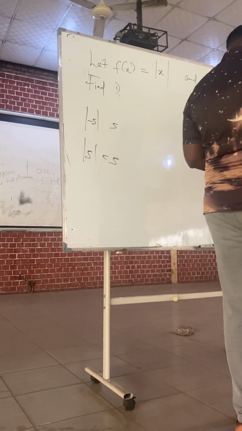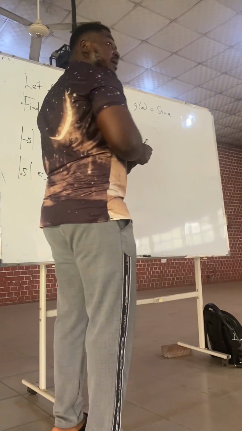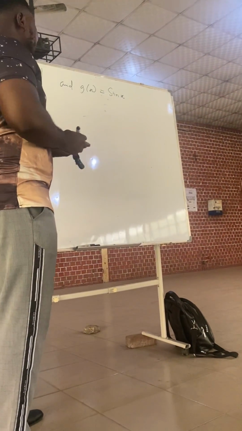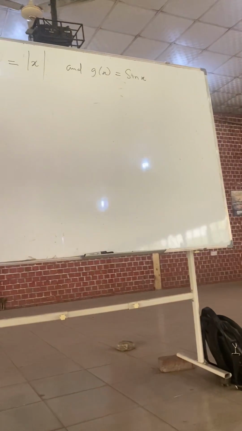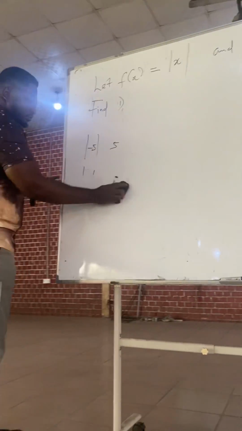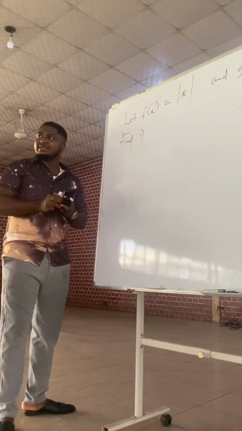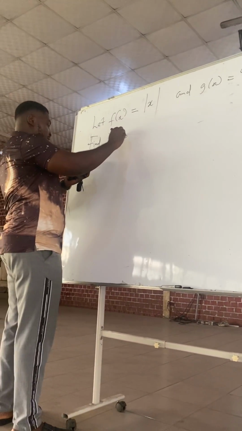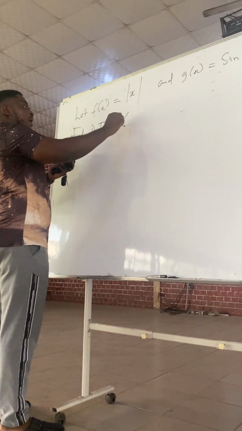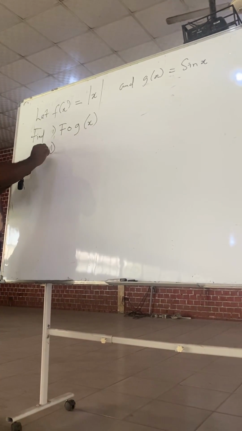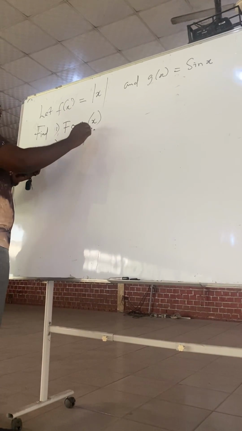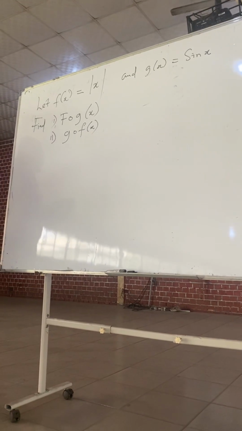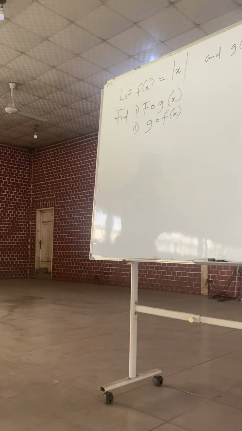So we are given f of x as absolute value of x, and g of x as sine x. Follow me carefully. And we have to find f of g of x and g of f of x. This question is under mathematics, we call it composition of functions.